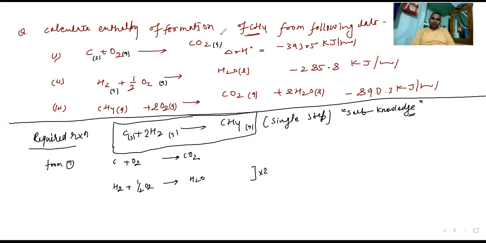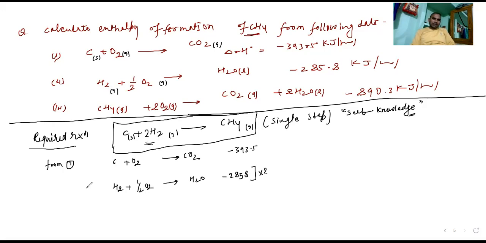The question is asking to calculate the enthalpy of formation of CH4. But the data they have given is H2, while the required is 2H2. So we need to multiply. Yes or no? So here 285.8 is there, and that also will be multiplied. Here, whatever is there, that is no problem. 393.5 is there.